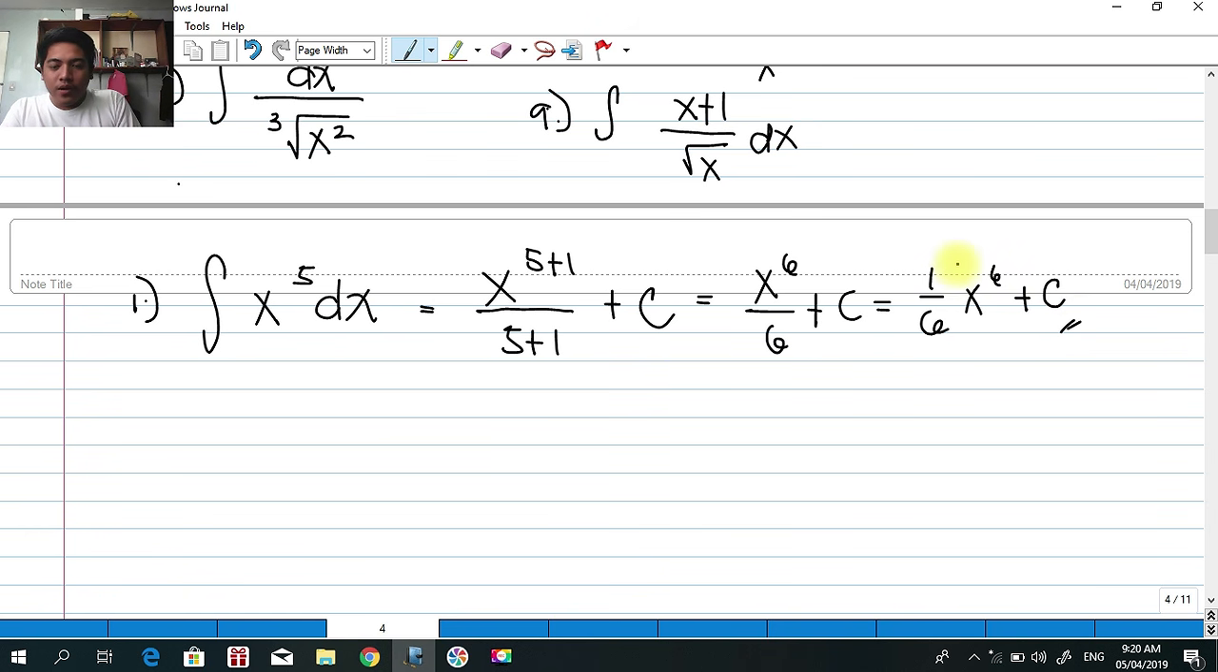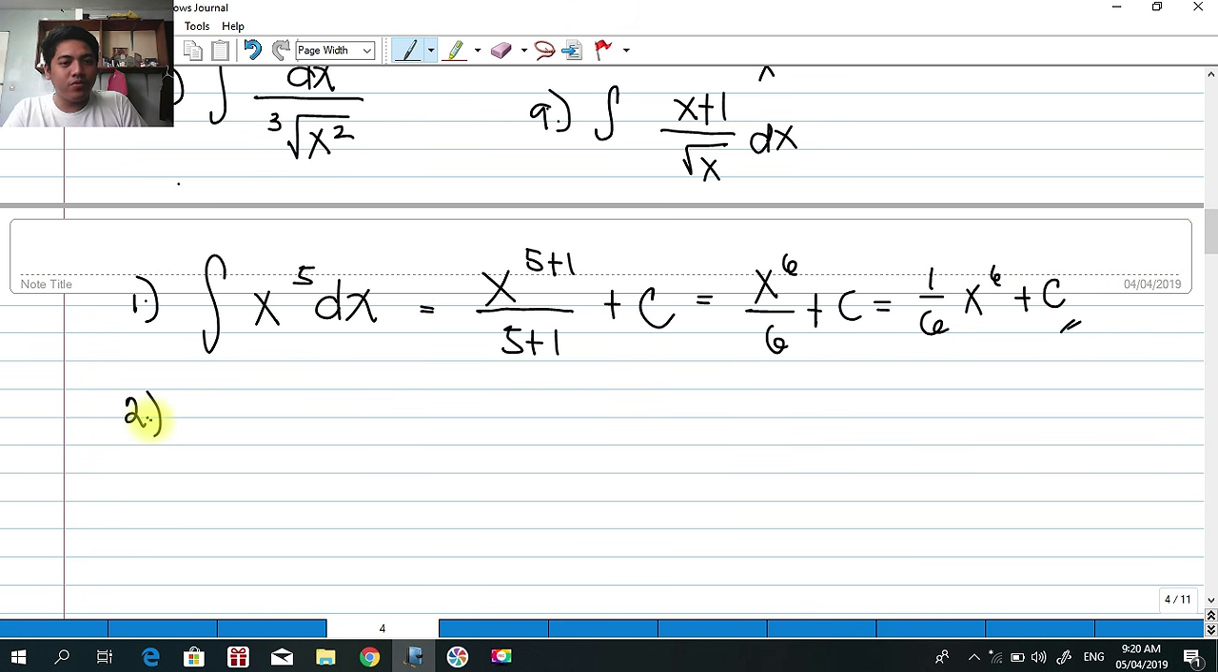Okay? So, if you want to check if you really solved the integral correctly, what you are going to do is get the derivative of this. If you get the derivative by the power formula again, 6 times 1 over 6, that is 6 over 6, that is 1, minus 1 to the exponent, that leads you to x raised to 5. So, you know you got the correct integral by differentiating your final answer.